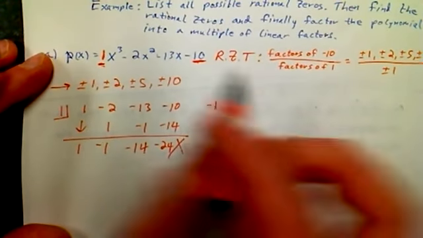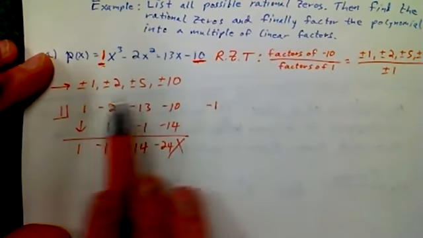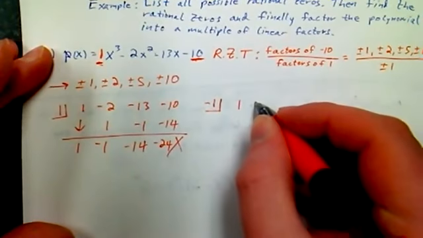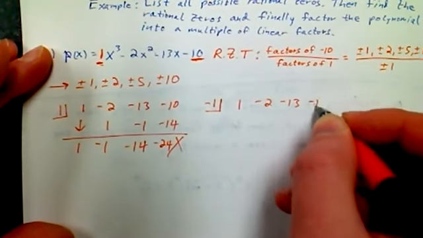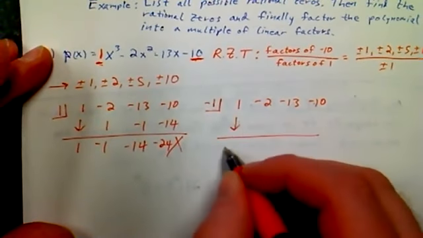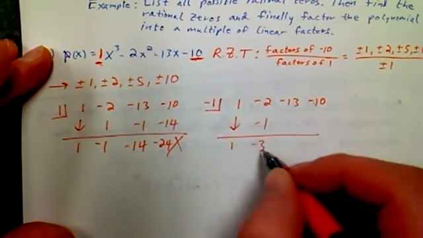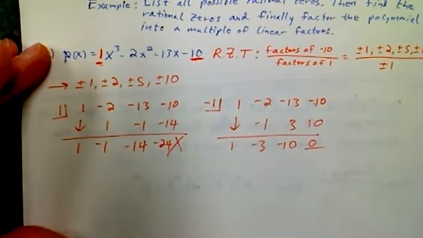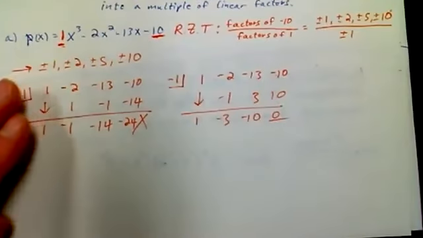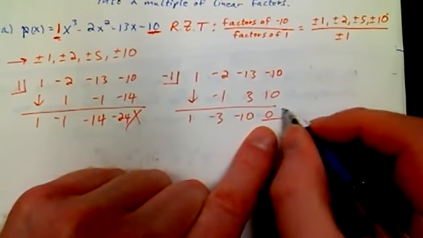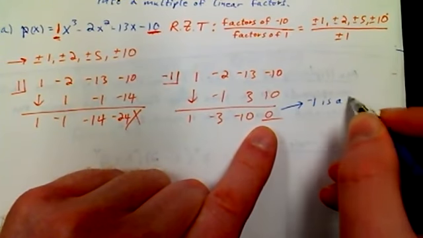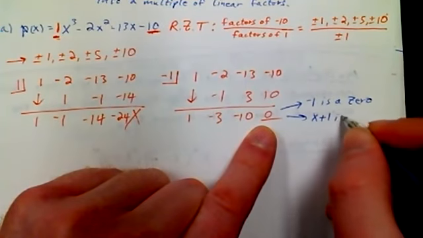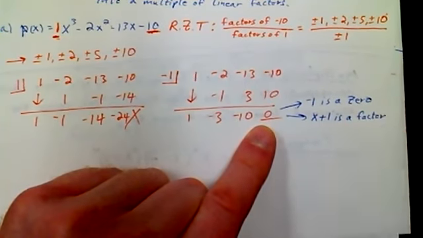Next thing I'll try is -1. So I check positive 1, now I'll check -1. I usually just kind of move to the right. So let's try -1. 1, -2, -13, -10. 1, -1, -3, 3, -10, 10, 0. So what does the 0 tell me? The fact that I got the remainder of 0 tells me that -1 is a 0. And since -1 is a 0, x plus 1 is a factor.